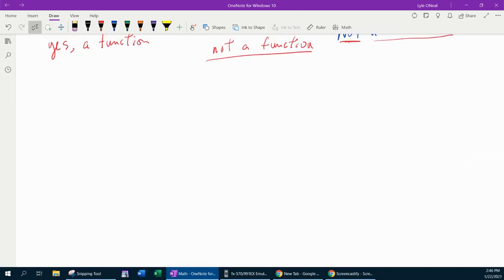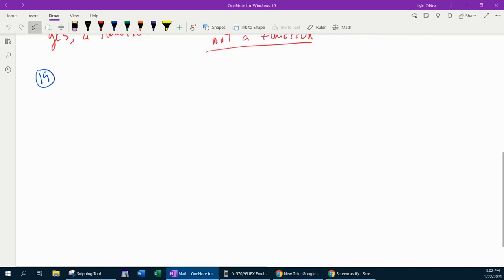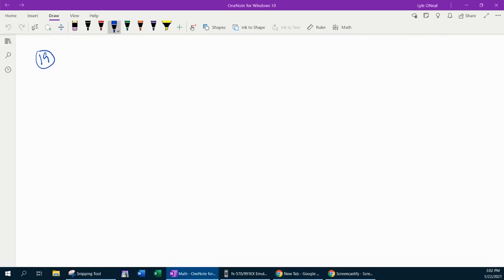And now we're going to move on to the more exciting problems. Let's move on to problem number 19. All right, for problem number 19, they give us a function, f of x equals 2x squared minus 3x, and they want us to evaluate. So there's going to be several parts to this problem.